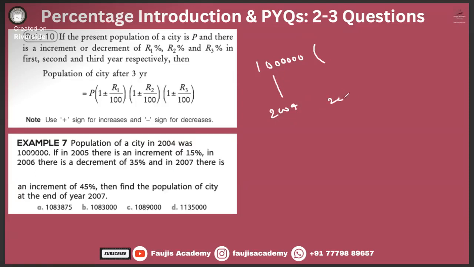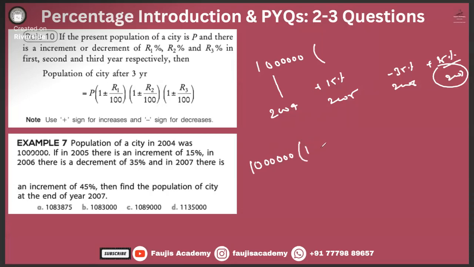2005, increment of 15%. And 2006, there's a decrement of 35%. And 2007, there's another increment of 45%. And we need the population of the city by the end of 2007.